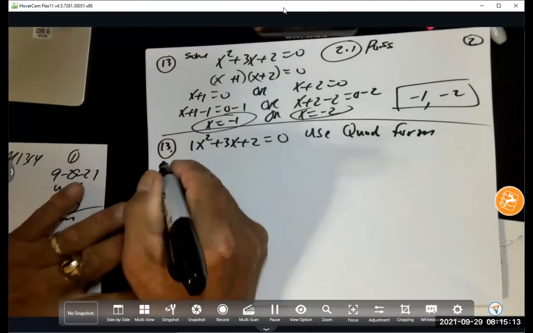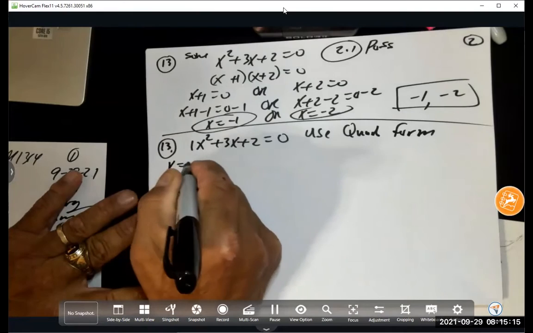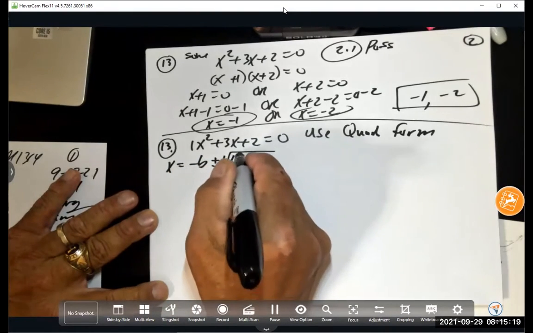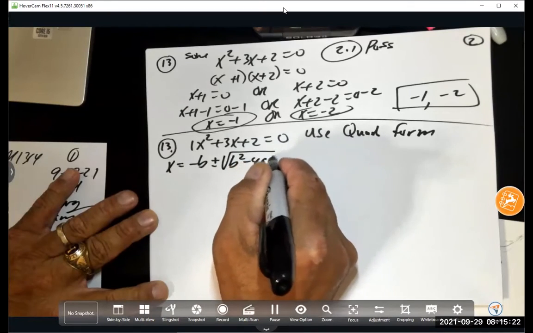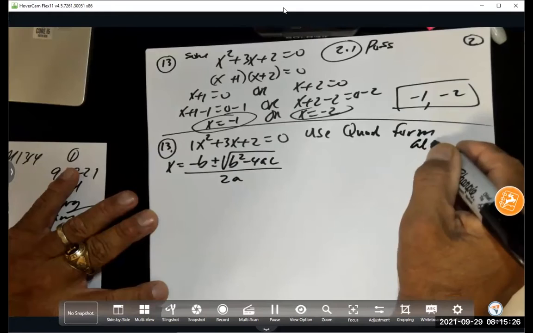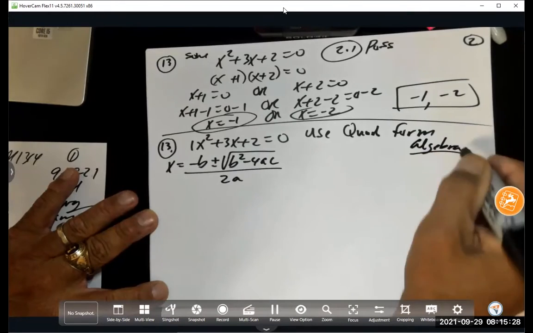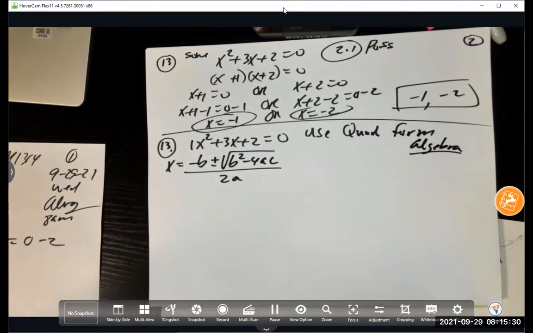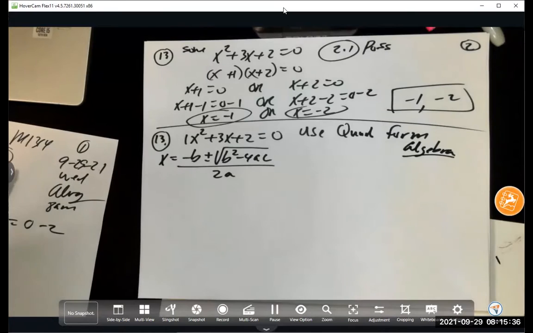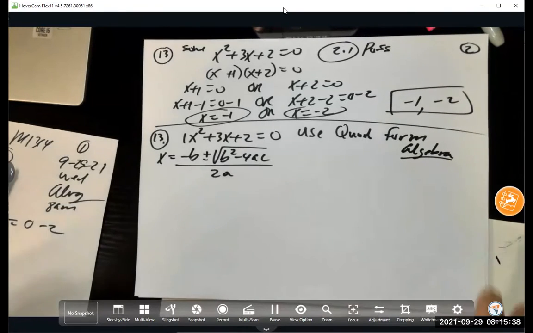All right, this is the formula. x equals negative b plus or minus the square root of b squared minus 4ac, over 2a. From your algebra class a long time ago, this is called the quadratic formula. Does that sound a little bit familiar?